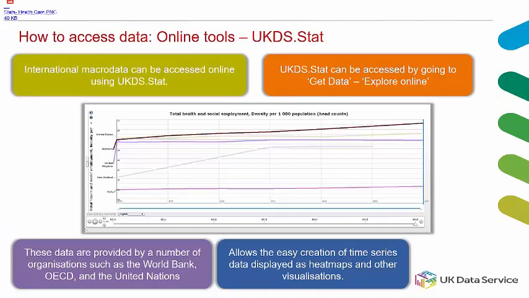If you are looking to use international macro data, you may find our UKDS.stat tool beneficial. These data are provided by a number of organisations such as World Bank, OECD and the United Nations. Stat can be accessed by going to Get Data and that Explore Online option, like with Nesstar, and allows for the easy creation of time series data displayed as heat maps or other visualizations. However, it is worth noting that not all of the data are available to everyone. For example, International Energy Agency is only available for UK academics.